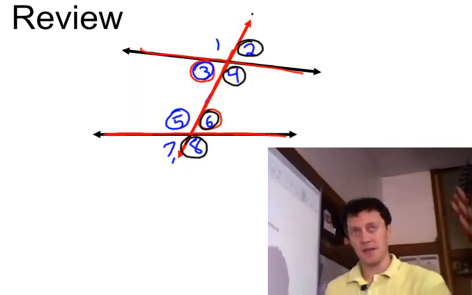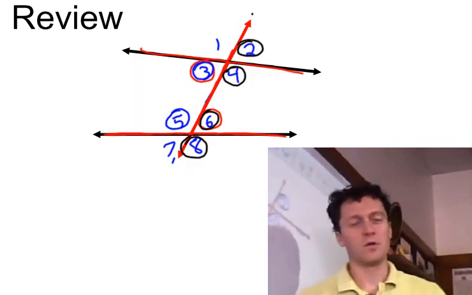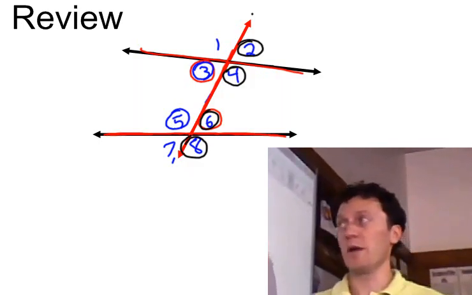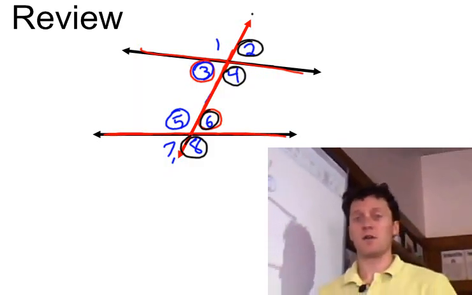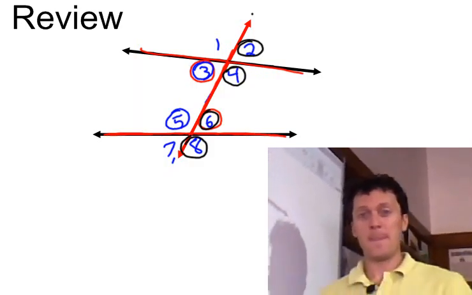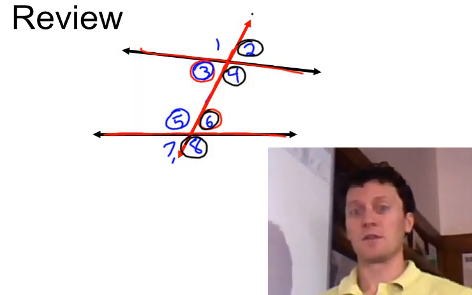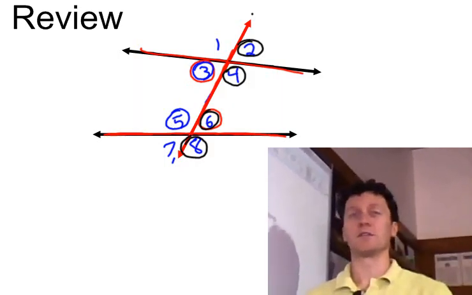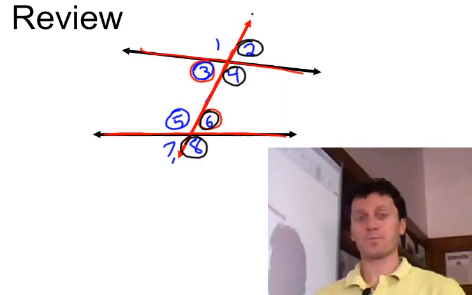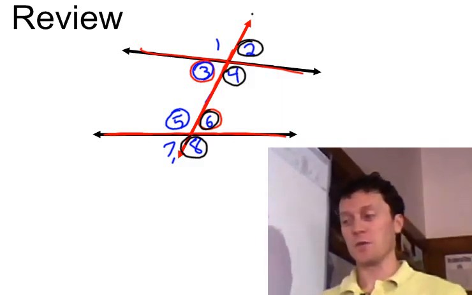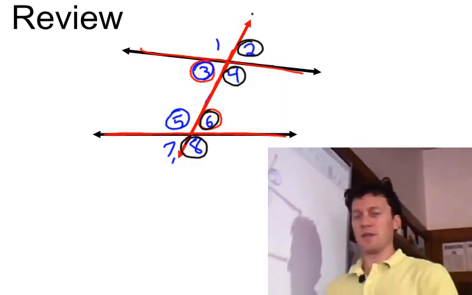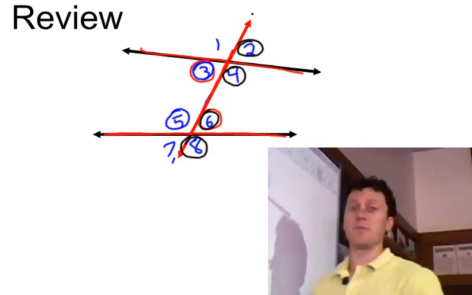Okay, and last section, we were told that the two lines are parallel. So if the two lines that are being cut are parallel, then we know some things about the angles. We started with the corresponding angles being congruent. So we're going to do basically what we did yesterday, but the converse of those statements.